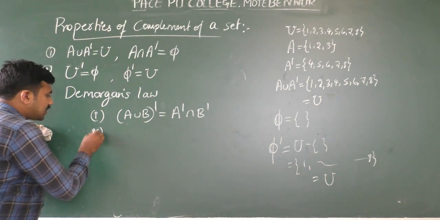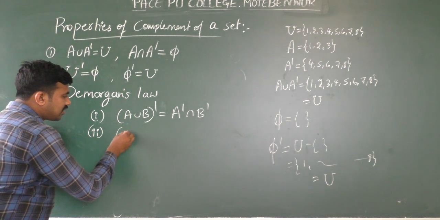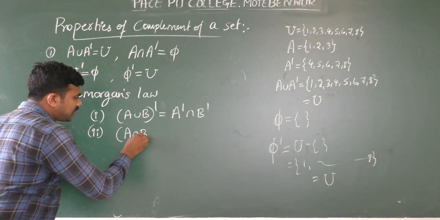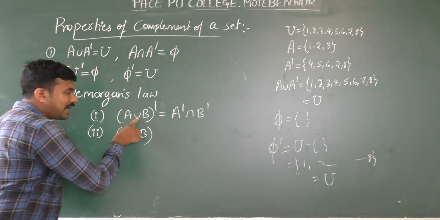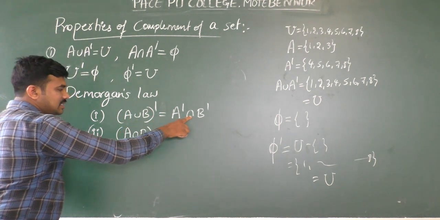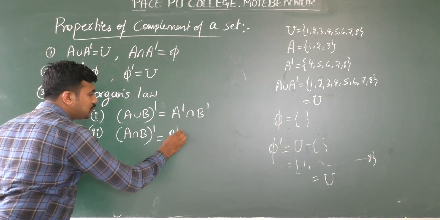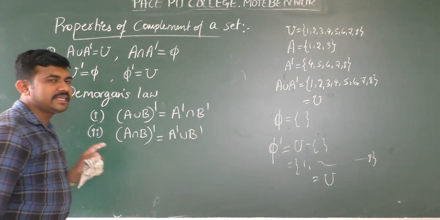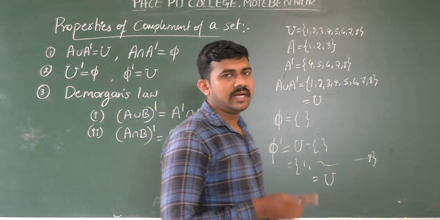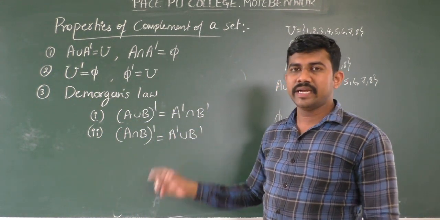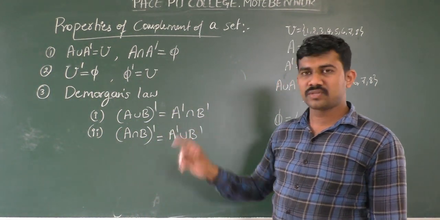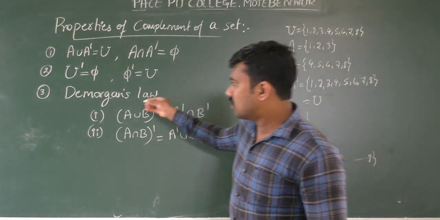Similarly, the second De Morgan's law, that is A intersection B. This is for union. Whenever you have union, then you will get intersection. But when you have intersection, then you will get union. That is (A intersection B)' is nothing but A' union B'. So these two laws are De Morgan's laws, and this is very important.